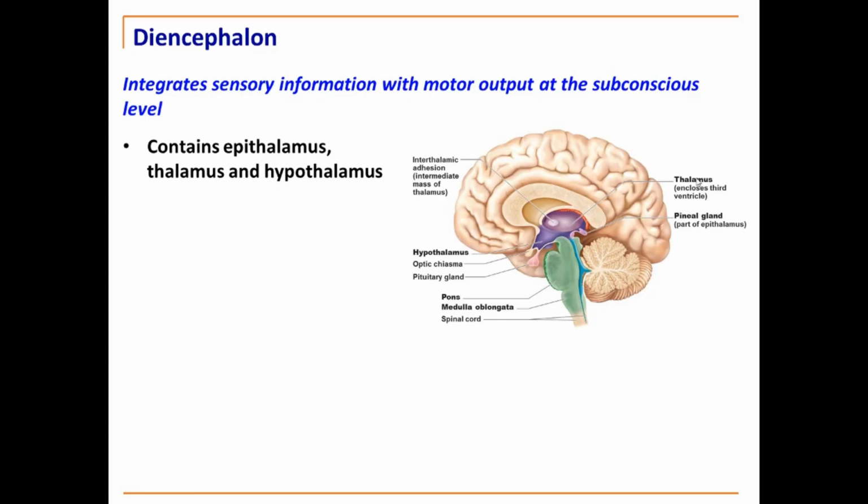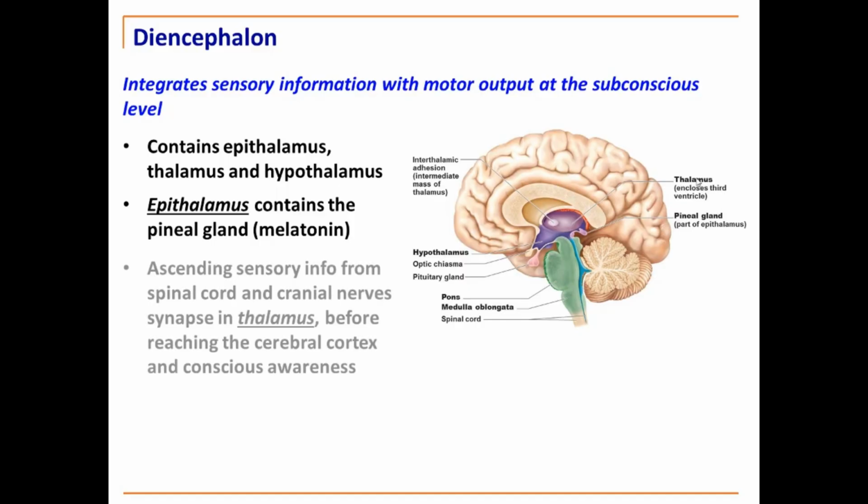But the whole point about the diencephalon is that it's integrating our sensory information with motor output at that subconscious level. So as I've mentioned, the epithalamus contains the pineal gland, and the pineal gland secretes melatonin, and that's involved in the regulation of our day-night cycle, but also in other animals and species, in particular in reproduction.